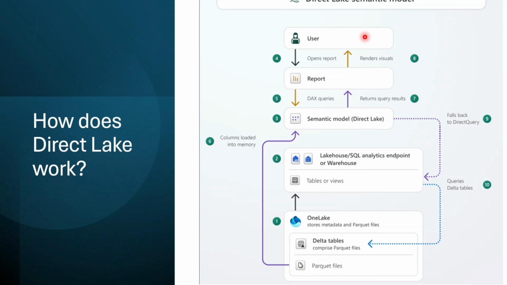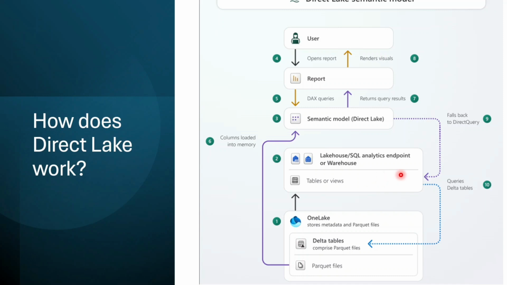Now in some cases, Power BI is going to fail to load columns into memory, and in that case a fallback to direct query happens. So when a fallback happens, the semantic model, Power BI's VertiPaq engine, is going to go to the SQL Analytics endpoint. Your DAX queries are going to get converted to SQL queries, and it is going to request some data from the SQL Analytics endpoint.